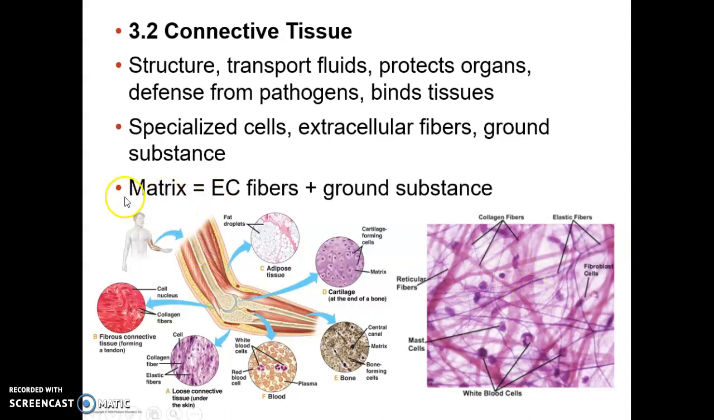So the matrix is everything external to the cells. It includes the extracellular fibers, the lines that you see here, and the ground substance, which is the open space here, that in reality is not empty, it's filled with a material that can be semi-solid or semi-liquid. It could be the consistency of really runny jello, or consistency almost like rubber. Okay, so the matrix is everything outside the cell, sometimes called the extracellular matrix.